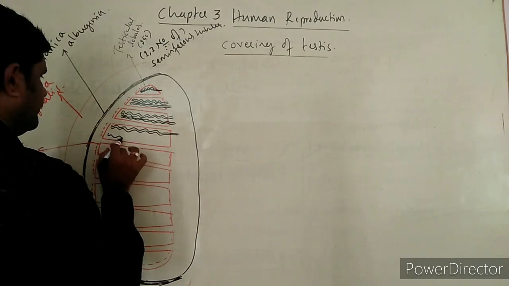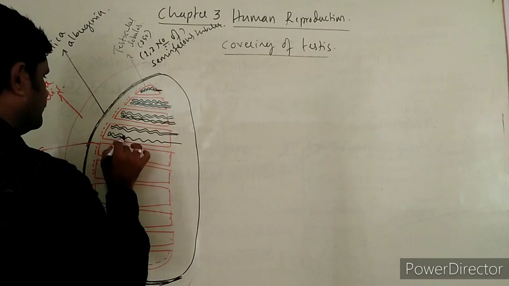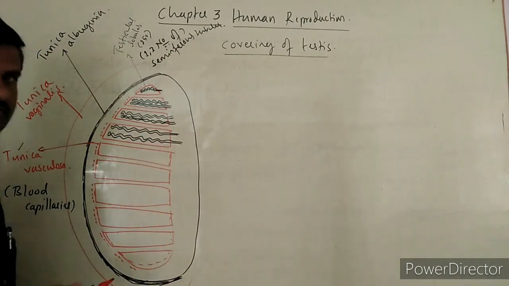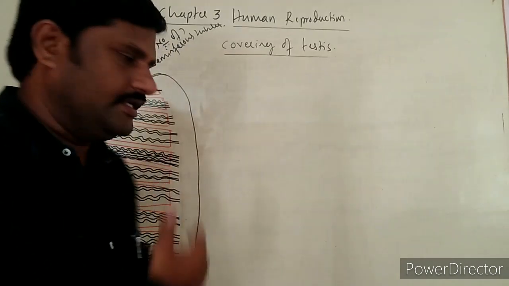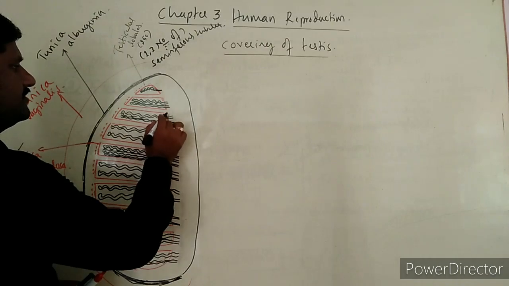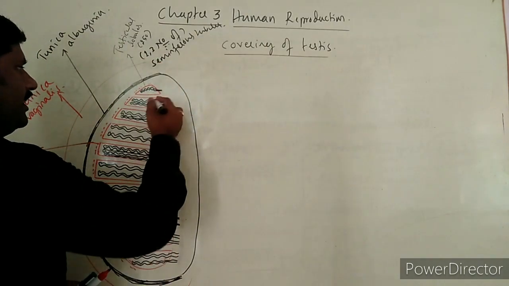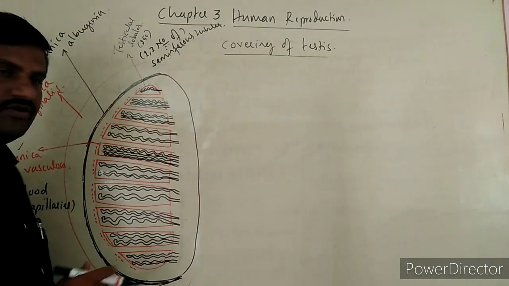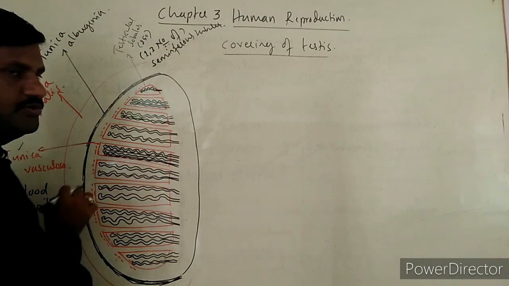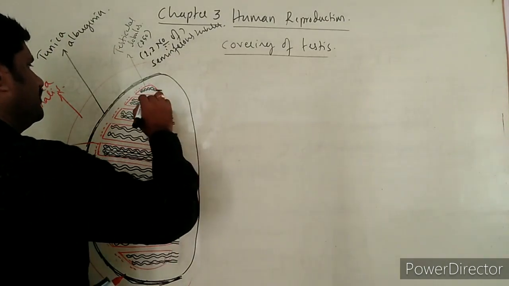Now you are observing the seminiferous tubules that we come across over here. These red colored compartments are called what? Testicular lobules, and inside each testicular lobule you come across black colored tubular structures. They are 1 to 3 in number, and these are named seminiferous tubules.